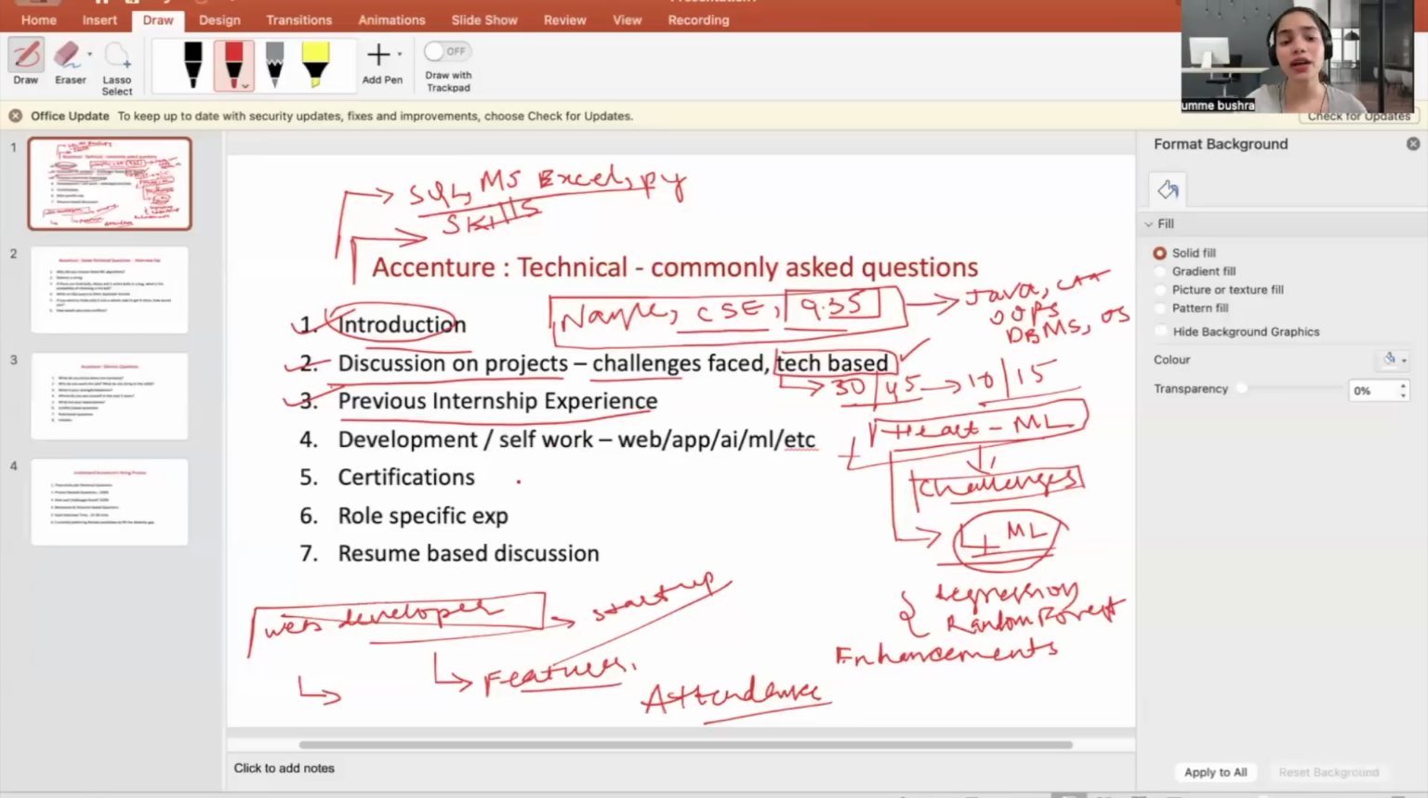So the fourth point is development or self work. Here, say you have done some web development, app development, you have learned a little bit about AI, ML, or any trending topic, or even something basic. I'm sure all of you are going to work on your project, so you will have to do a little bit of tech work anyway.